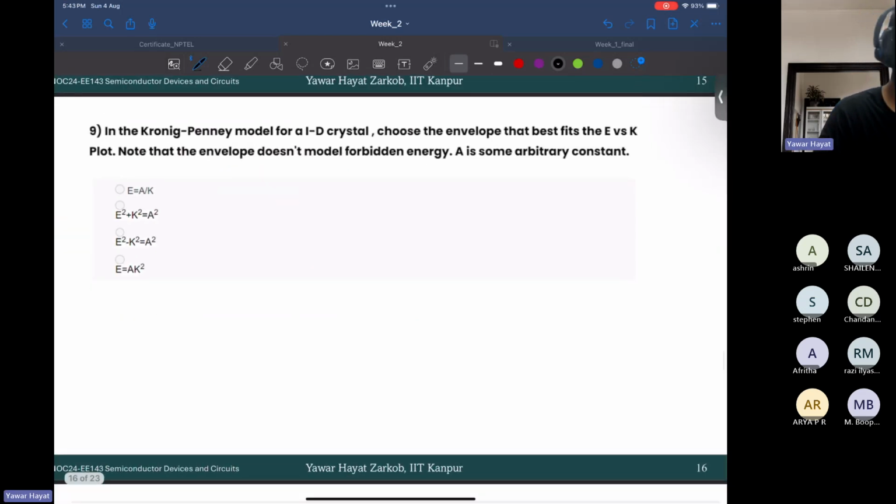Okay. Now the next one, an easy one. In the Kronig-Penney model for a 1D crystal, you need to choose the envelope that best fits the E versus k plot, right? Note that this envelope doesn't model the forbidden energy. Your A is some arbitrary constant. Just check if you can finish this one. This is actually pretty straightforward. Anyone?